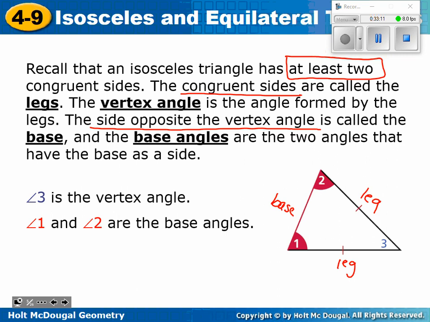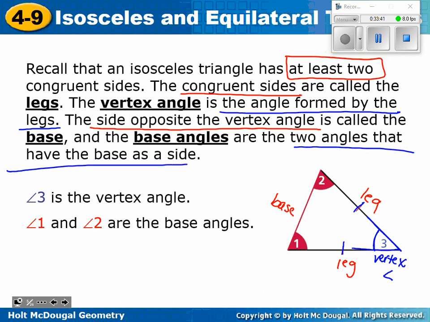Well, what's the vertex angle? The vertex angle is the angle that is formed by the legs. So where the 2 legs meet, that vertex is your vertex angle. So if here's my leg, where those 2 legs come together makes this angle right here our vertex angle. And then the other 2 angles are going to be called the base angles. They are the 2 angles that share a common base. They share that base as a side. So angle 1 is made by the base and angle 2 is made by the base. So these 2 angles right here are base angles.